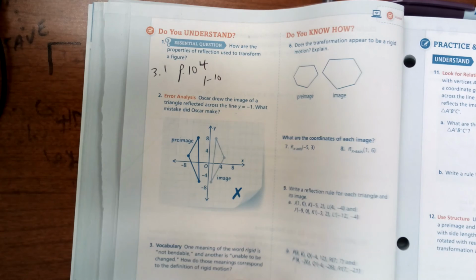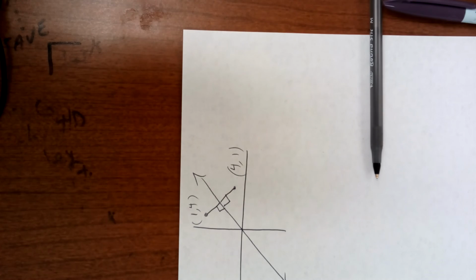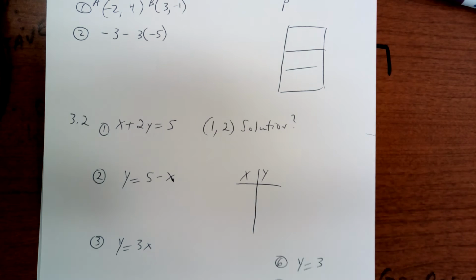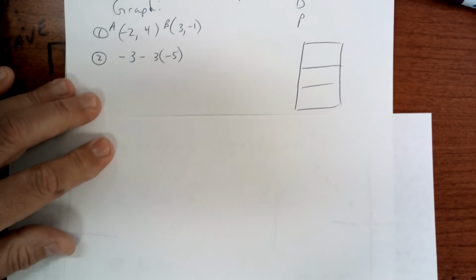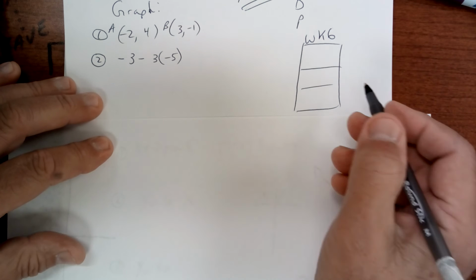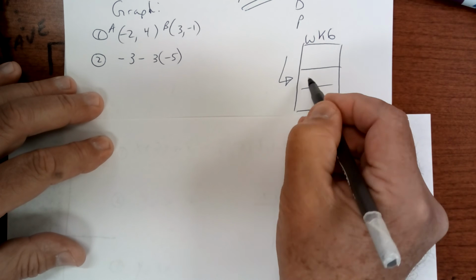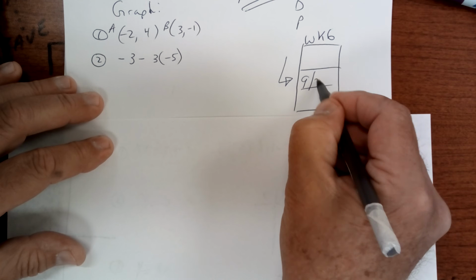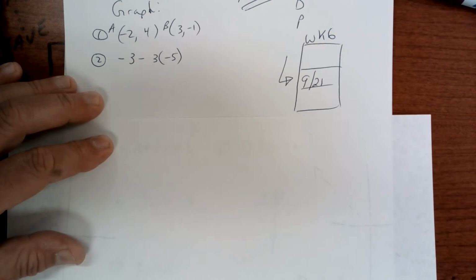Let's turn our attention now to MCR. Now to do MCR today, we're going to be doing some graphing. So let's take a look up here. And by the way, this is week 6, and this is MCR, okay? So the date goes right here, so it's going to be 9-21, okay? And again, this is MCR class.